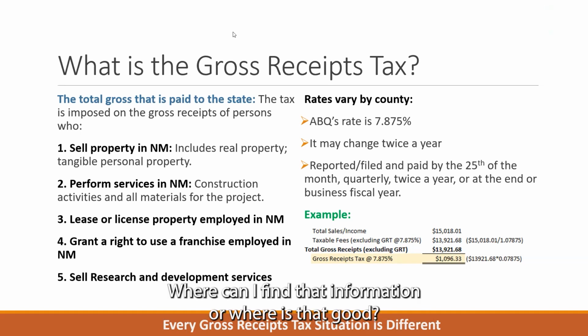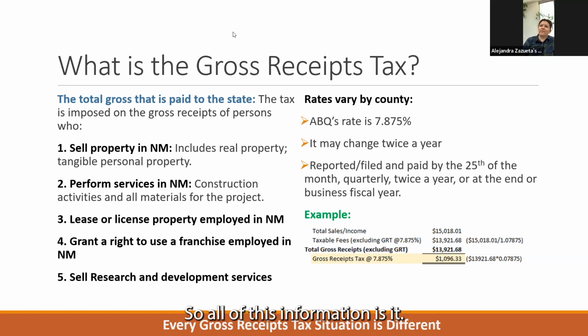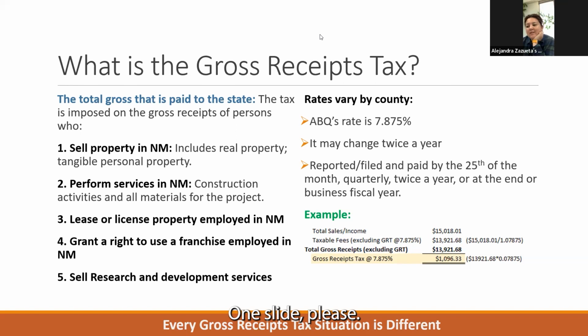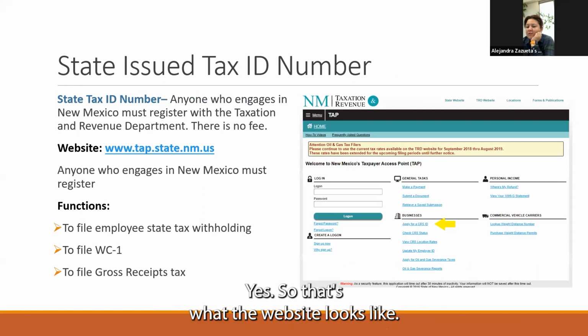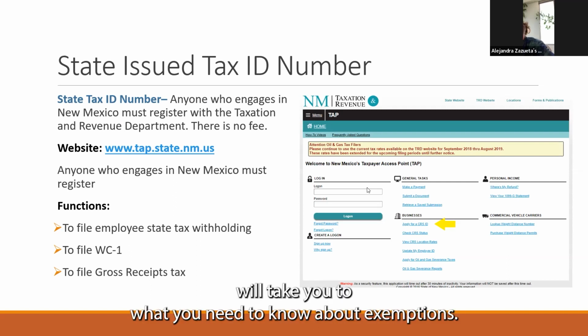Where could I find that information? Yeah, so all of this information is on the website, let me tell you where it is. That way you can write it down. Emma, can you go back one slide, please? So you see the tab that states NMUS. Yes. So that's what the website looks like. This is it. And then some of these links will take you to what you need to know about exemptions.